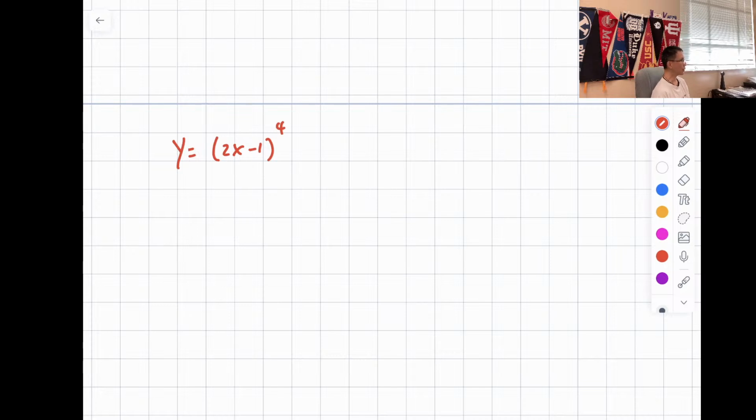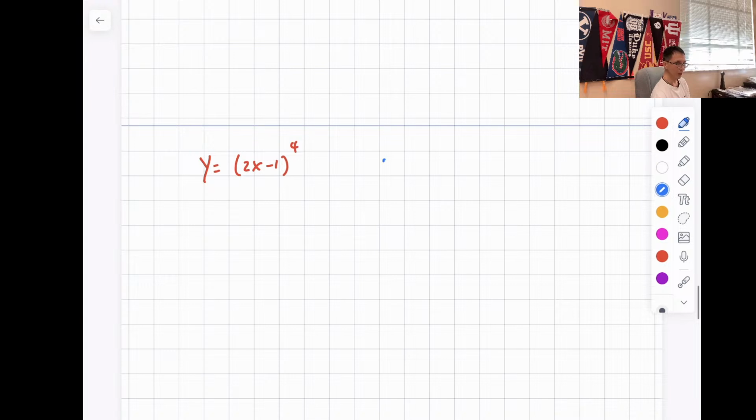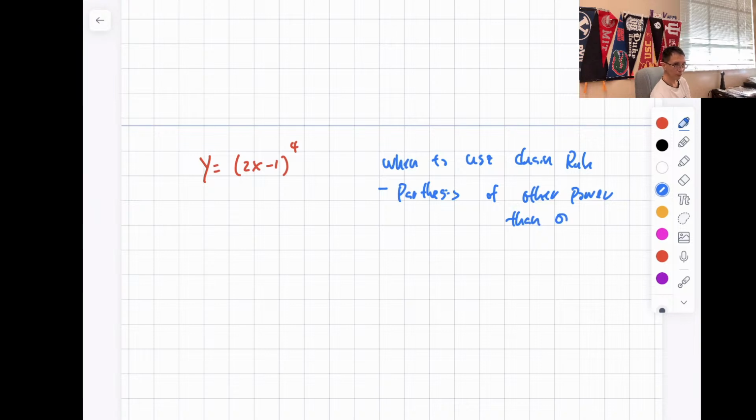Now also, when do you use chain rule? You might want to notice that too. When to use chain rule? Basically, if you have a parenthesis of other power than 1. So this is power to the 4th, so it's other than 1. Is that okay?